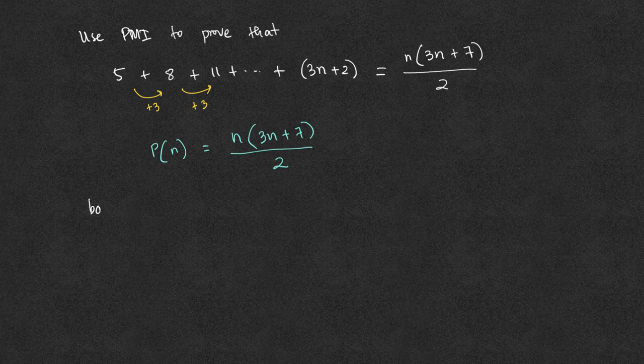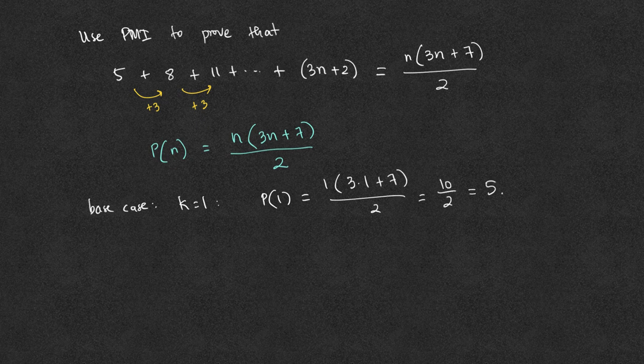First, the base case. The base case is when k equals 1, or when n equals 1. P sub 1 is 1 times (3 times 1 plus 7) over 2, which is 10 over 2, or 5, which is true, because the sum of only the first term, 5, is 5, and it follows this formula.